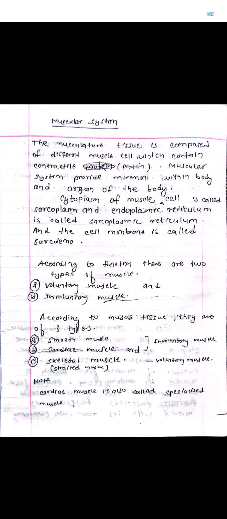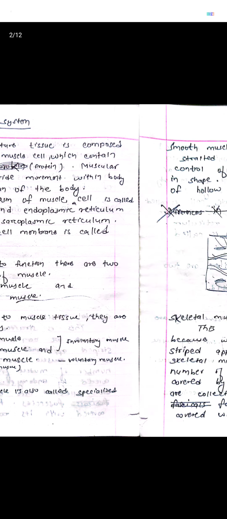According to the muscle tissue, there are three types: smooth muscle, cardiac muscle, and skeletal muscle. Smooth and cardiac muscle are involuntary muscle. Skeletal muscle is voluntary muscle. Note: cardiac muscle is also called specialized muscle.